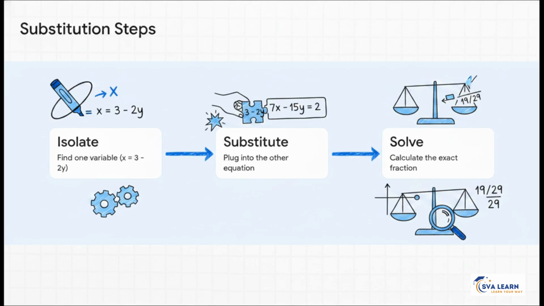Now basic algebra kicks in. Move the 21 over to get negative 29y equals negative 19. Divide both sides, the negatives cancel out, and y equals exactly 19 over 29. Finally, plug that back into our shapeshifter equation, and you'll find x equals 49 over 29. Seriously, try finding that precise spot on a hand-drawn graph.